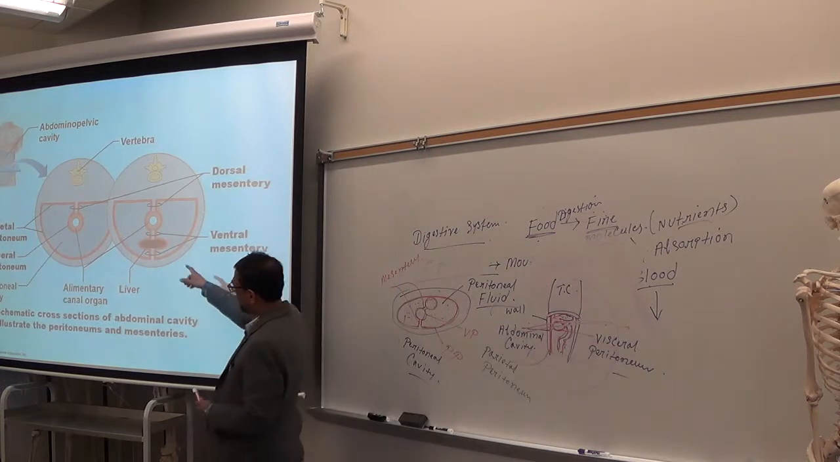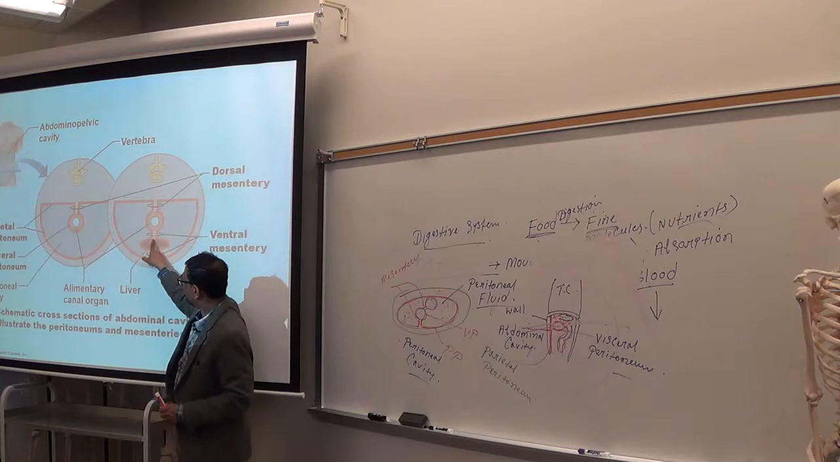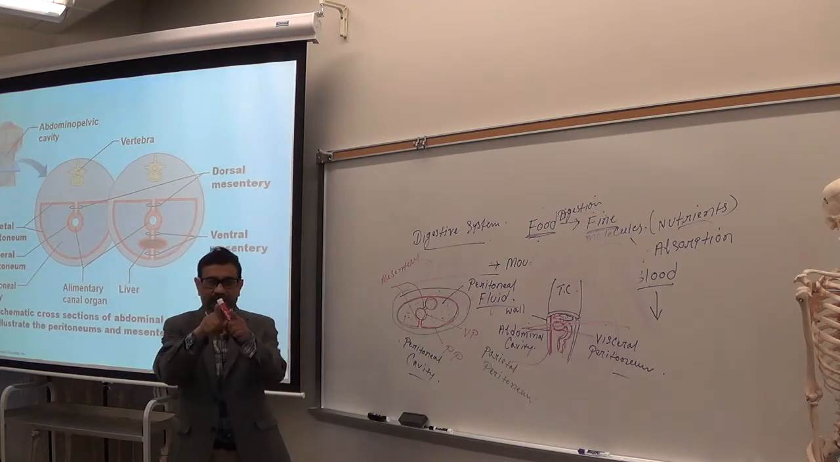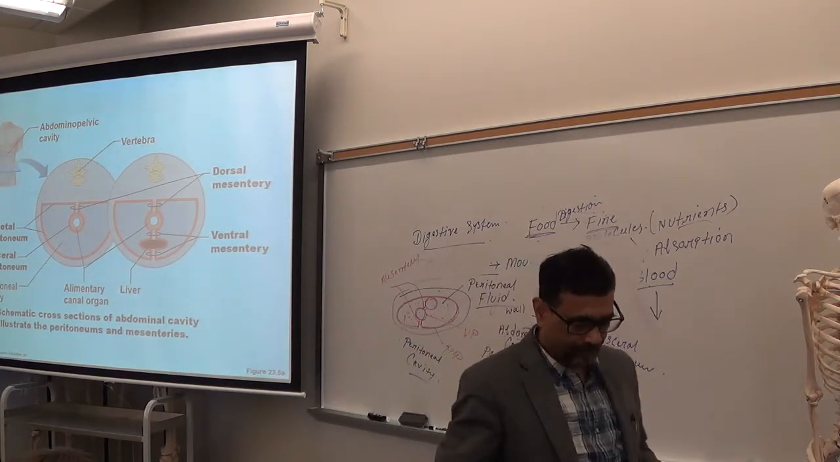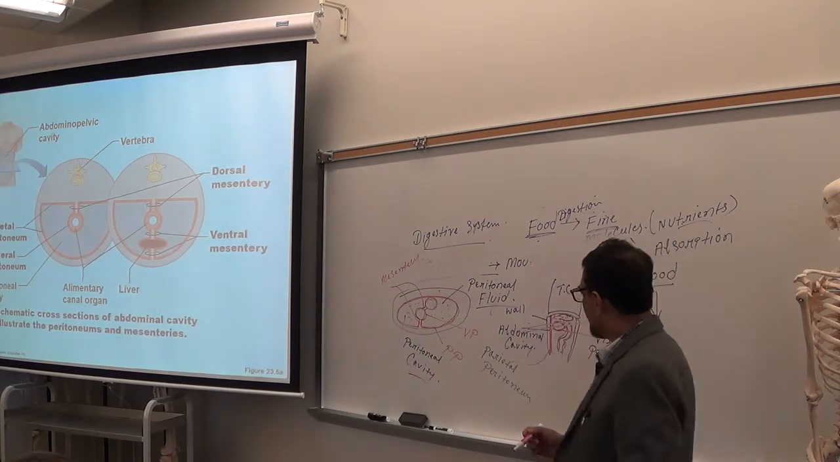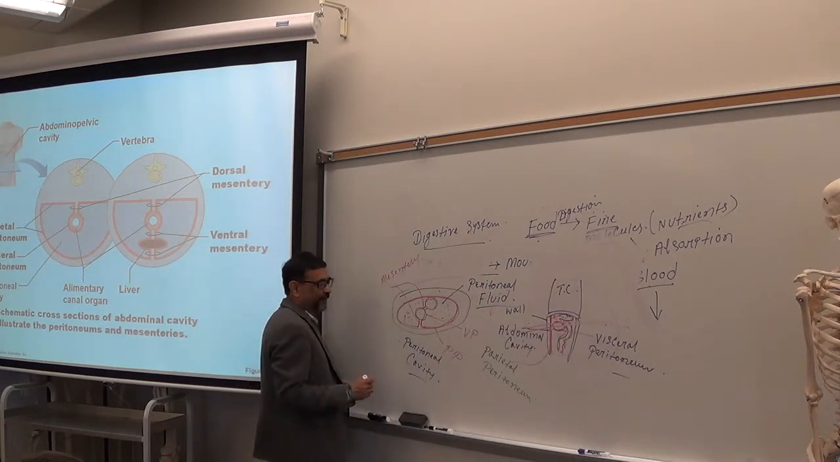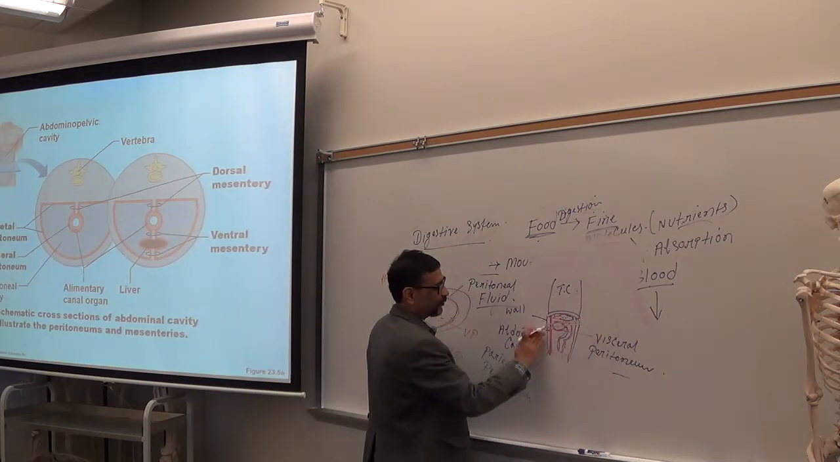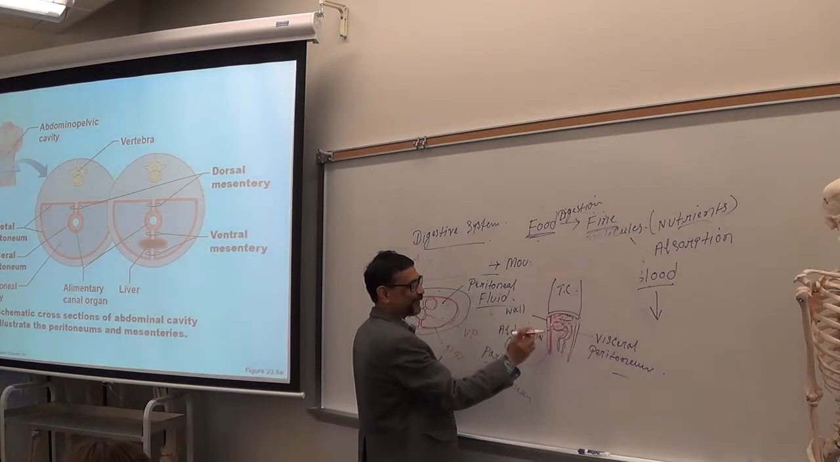Here you see, from the wall to the organ, or organ to organ, a double layered structure called mesentery. Now, mesentery has some importance. Number one, you can just think here. Look at this picture. My beautiful picture.